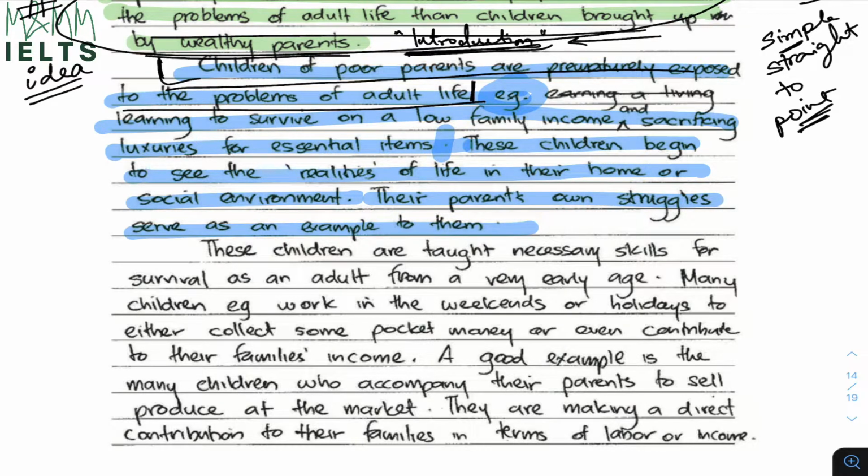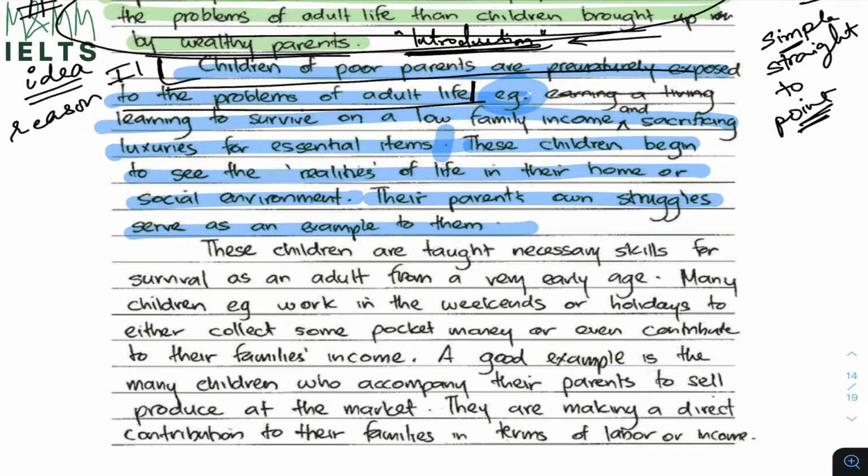So if you have watched our essay video, we have shared in that video that the first 5 minutes are very crucial when you start writing your essay, because that's when you sit and write down your ideas. So this is his idea one, or her idea one. Children of poor parents are prematurely exposed to the problems of adult life. Now he's giving a reasoning why he agrees with the sentence.